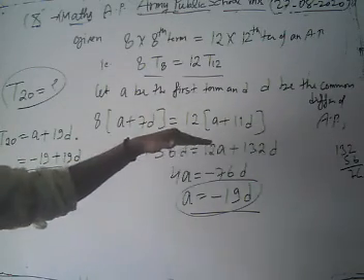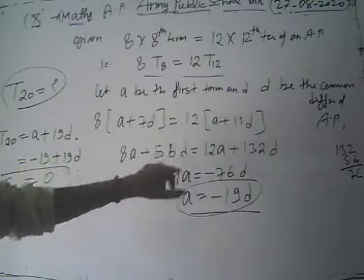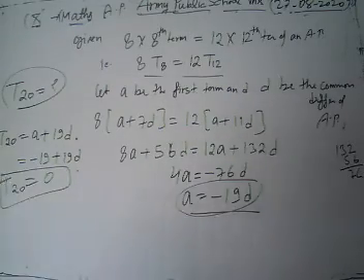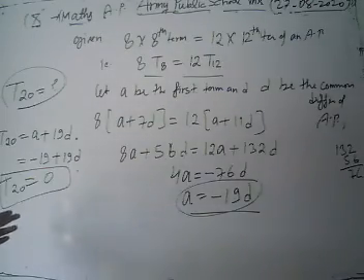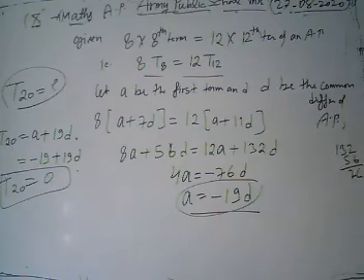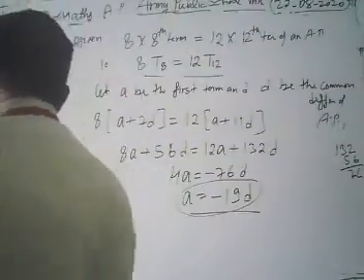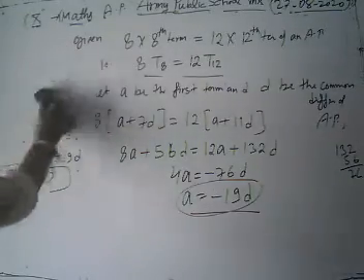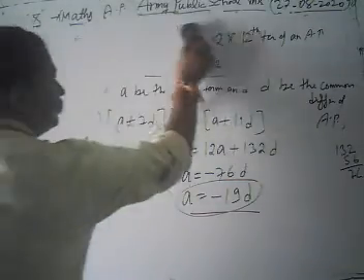Now we solve this. After solving, we get the relationship between a and d: a is equal to minus 19 times d. Then we find our T20 term. T20 is a plus 19d, but the value of a is minus 19d. After putting the value of a, we get the 20th term of this given AP is 0.